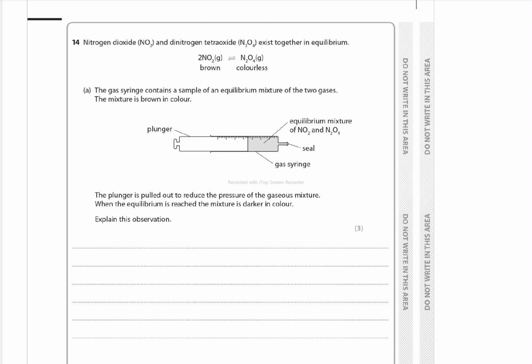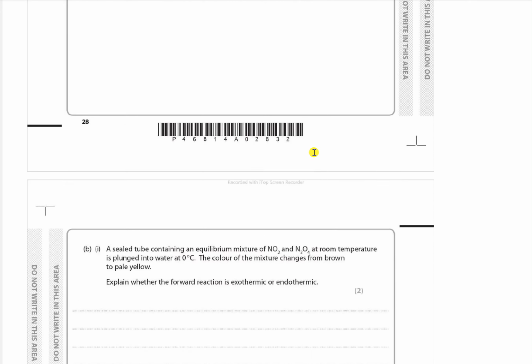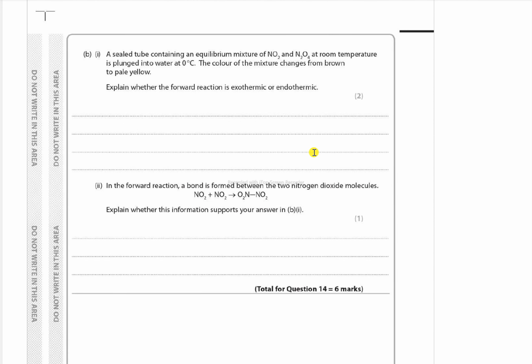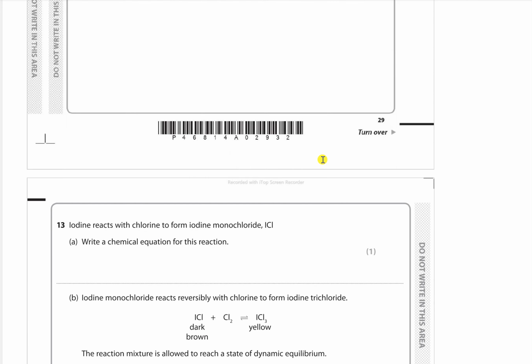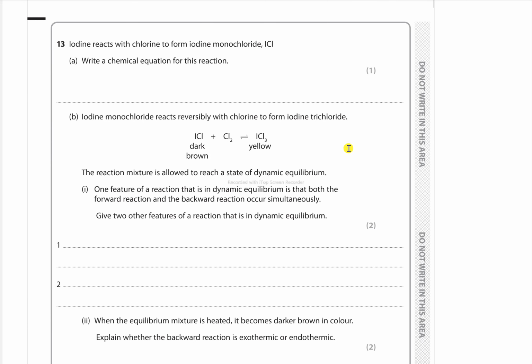Nitrogen dioxide, we've done something similar to this anyway. Nitrogen dioxide is a... okay. Right, we're gonna skip that. If we get a chance, we'll come back to that.